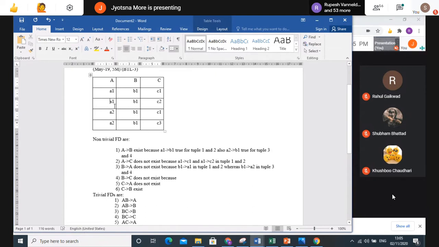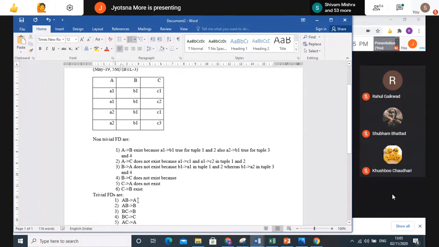A2, B1 determines A2, and A2, B1 again determines A2. So is it true or false? Does this exist or not? Exists. So you can write the reason now by yourself: because for tuples T1 and T2, AB determines the same value for A. Similarly, for tuples 3 and 4, AB determines the same value for A. Write your reasons properly.